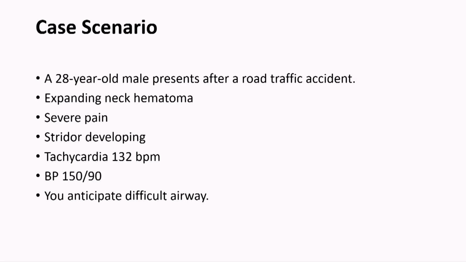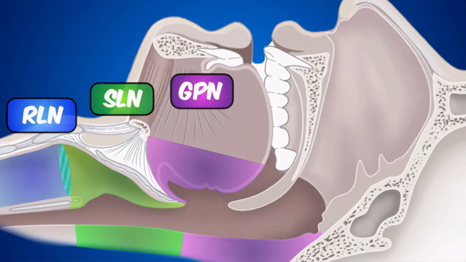Okay, so let us discuss the nerve supply of the airway. If you see, the tongue and above the epiglottis, the airway is supplied by the glossopharyngeal nerve. From the epiglottis till the vocal cords, the airway is supplied by the superior laryngeal nerve, and below the vocal cords, it is supplied by the recurrent laryngeal nerve.